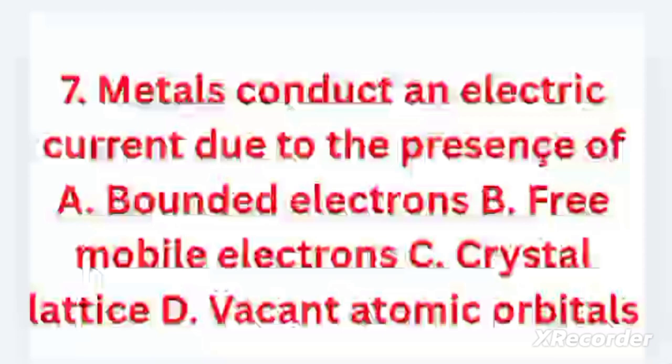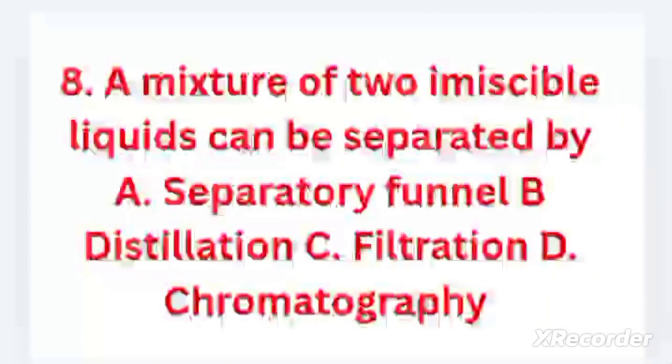Now, number 8 says that a mixture of two immiscible liquids can be separated by A. Separatory funnel, B. Distillation, C. Filtration, D. Chromatography. Now, a separatory funnel is used to separate immiscible liquids. Examples of immiscible liquids are oil and water, kerosene and water. They don't mix, so they are known as immiscible liquids. It is used to separate liquids based on their difference in density. That is what the separating funnel is used for.